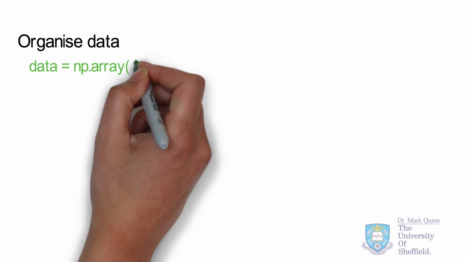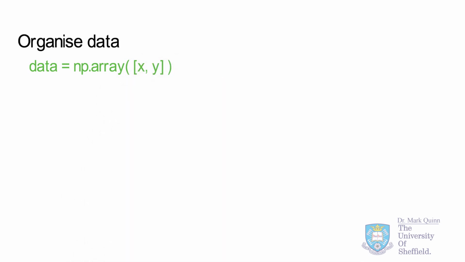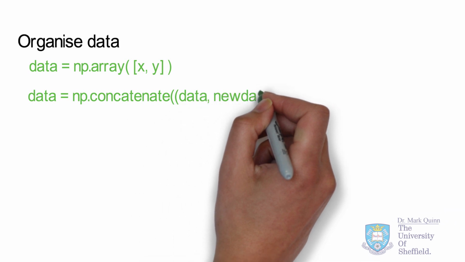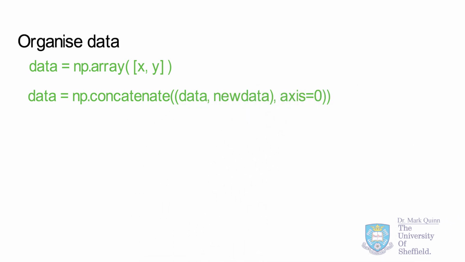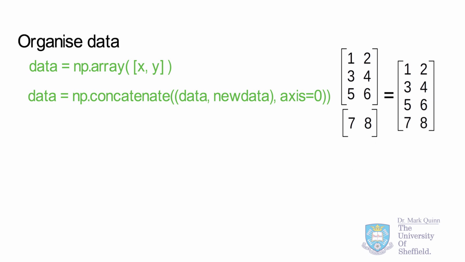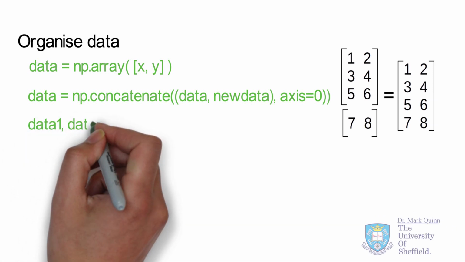For example, we can take two arrays such as x and y and combine them into a single array using NumPy's array command. We can also join arrays together using concatenate, and this is useful if you generate some new data and you want to add it to your existing data set.